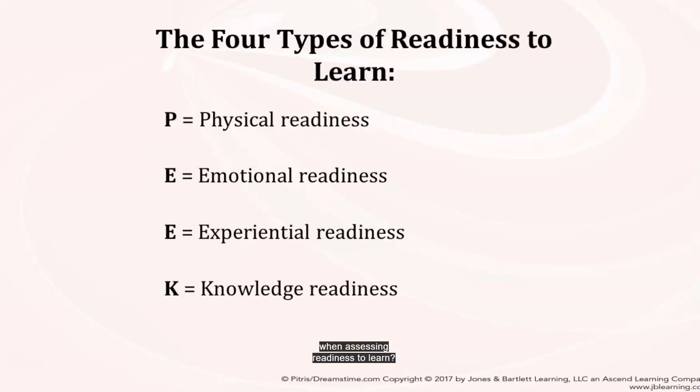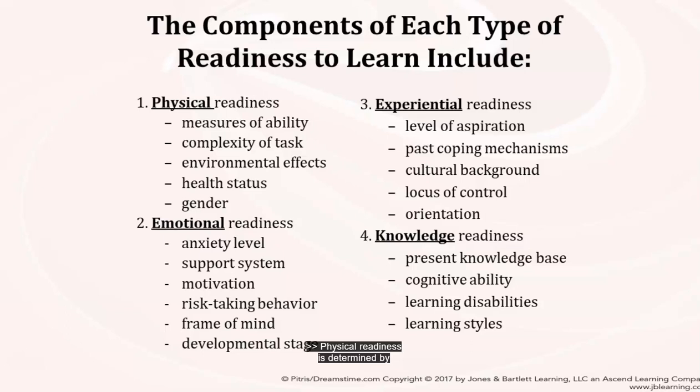When assessing readiness to learn, there are 4 categories to evaluate. They are physical readiness, emotional readiness, experiential readiness, and knowledge readiness. Physical readiness is determined by evaluating the patient's physical abilities such as strength, flexibility, coordination, and endurance, the complexity of the task, which means is it one or many steps to complete, or is it a skill that is new or needs to be relearned, the environmental effects, which can be positive, such as a quiet, peaceful environment, or unfavorable, such as noisy, stressful, or rushed, health status, which assesses the patient's amount of energy available for learning, and gender, which may affect receptiveness and risk-taking.